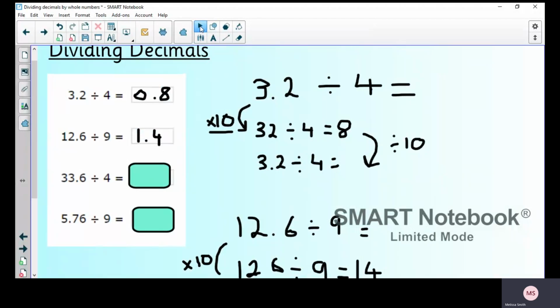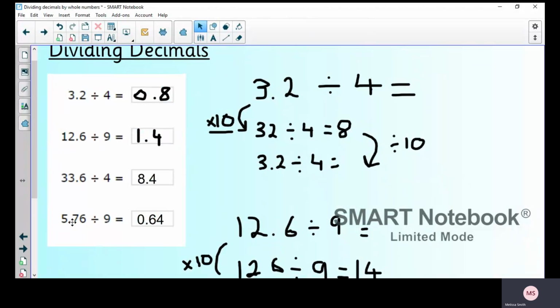Okay, let's have a look at those answers for these two. So 33.6 divided by 4, you should have got 8.4. And 5.76 divided by 9, you should have got 0.64.